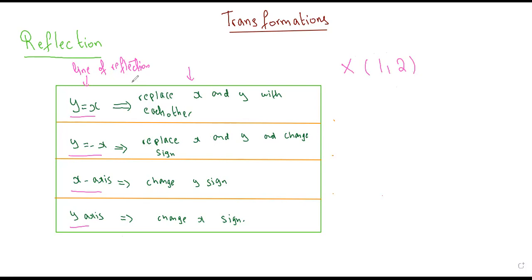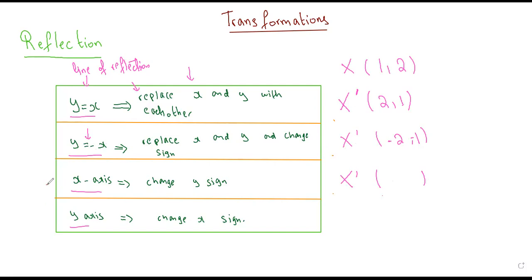Okay, now if 1 and 2 is reflected in the line y equals x, what would happen? Just focus on this. I'll show you the diagram later on, but using the table, they're saying replace x and y with each other. So x dash would be 2, 1. Okay. If the line of reflection is y equals minus x, we are going to get the image by replacing both of them. So it would become 2 and 1, and signs would be changed. So initially we had positive 2 and positive 1, it would become minus 2 and minus 1.